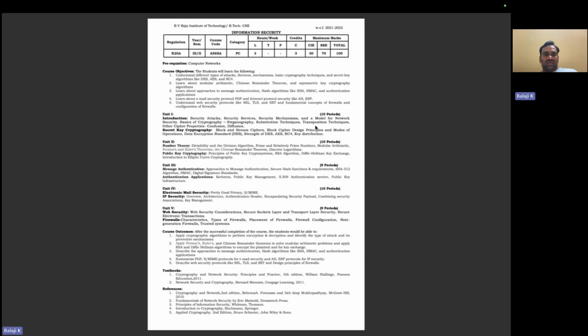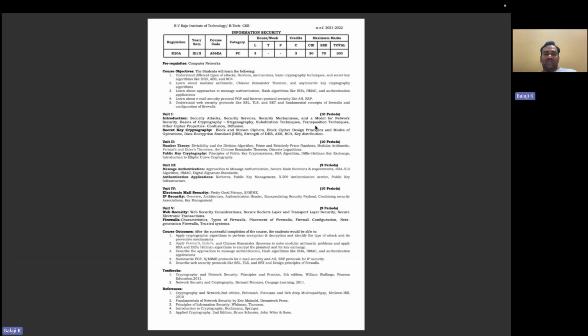what is in unit one. Unit one consists of the introduction part as well as secret key cryptography. In the introduction part, we are going to see how security attacks happen and what the different mechanisms and services are to protect the data from intruders. And also we are going to see the cryptography model and different techniques like steganography, substitution and transposition techniques. And we are going to see the properties of ciphers. Everything we will get to know through this introduction part.